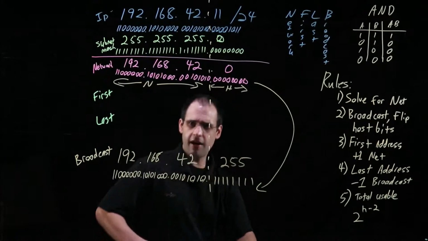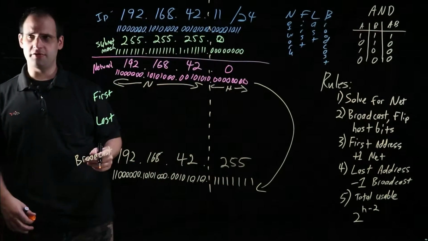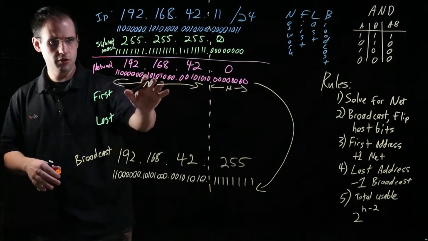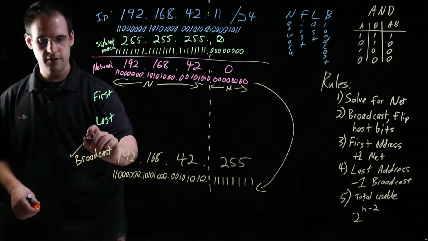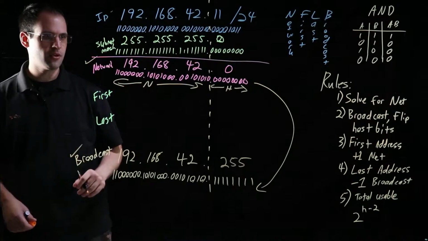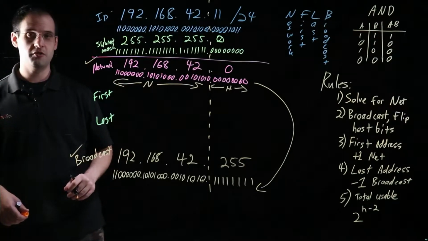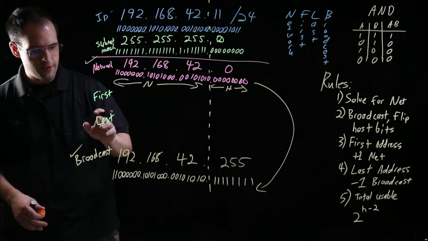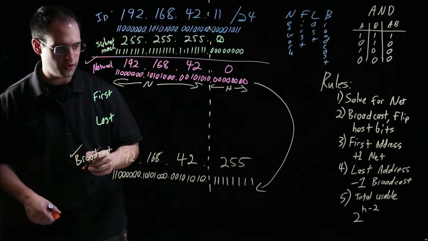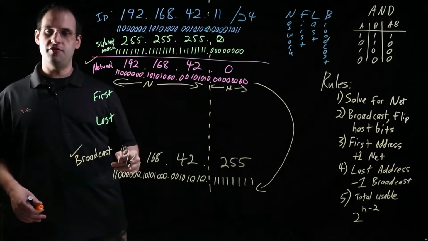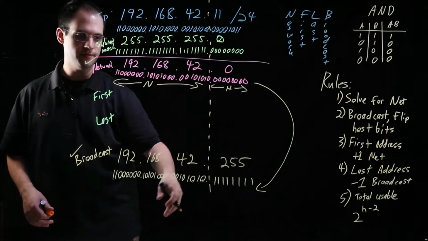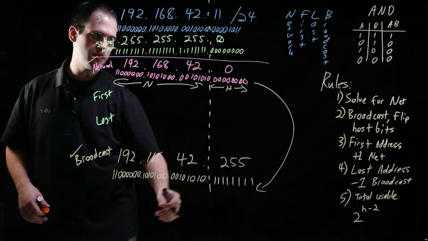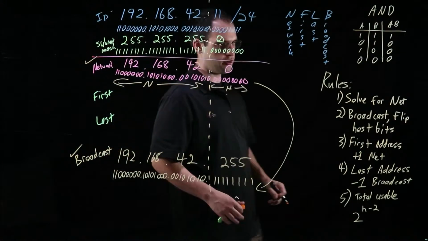All right, so now we know our broadcast address. We know where the network begins, right? We can denote the beginning of the network right here. The beginning of the network is 192.168.42.0, okay? And the broadcast is 192.168.42.255. So our range is anything in between there, right? Anything in between here. So we go back over here to our third rule.